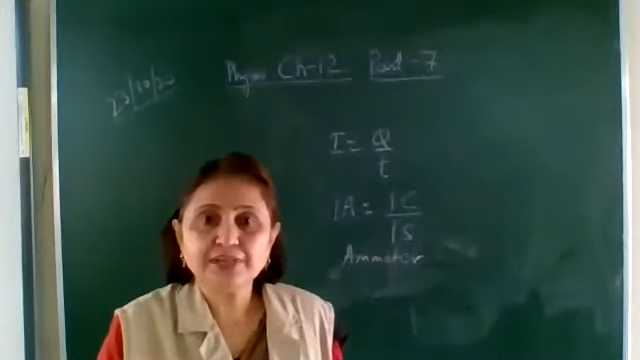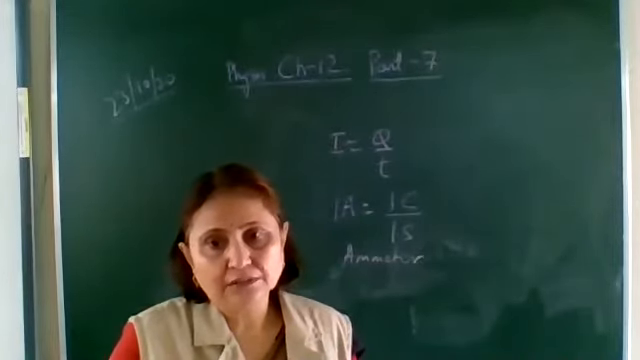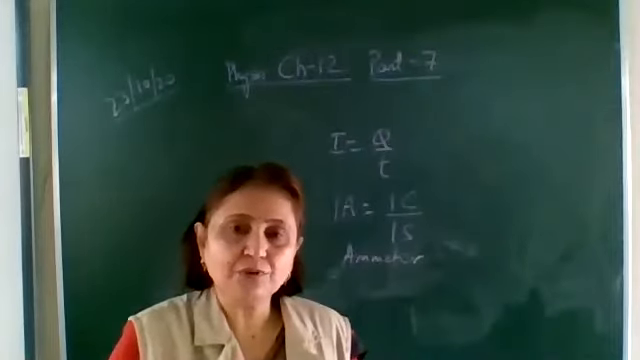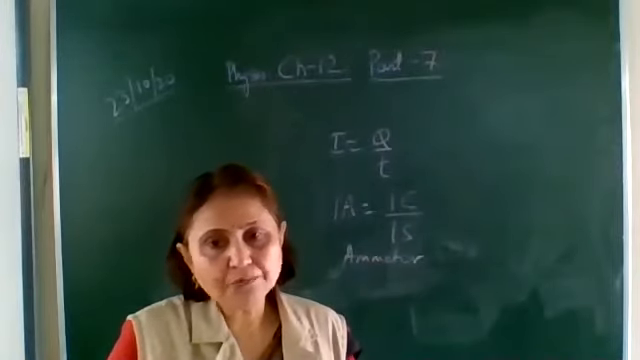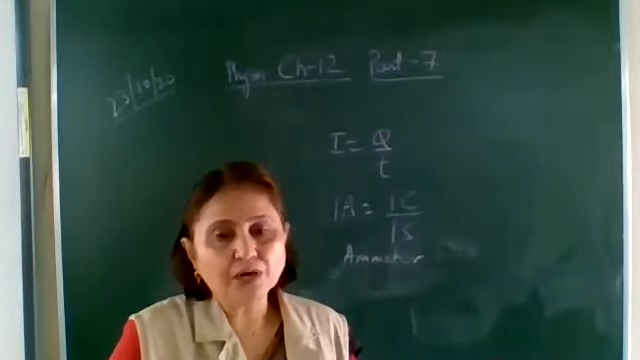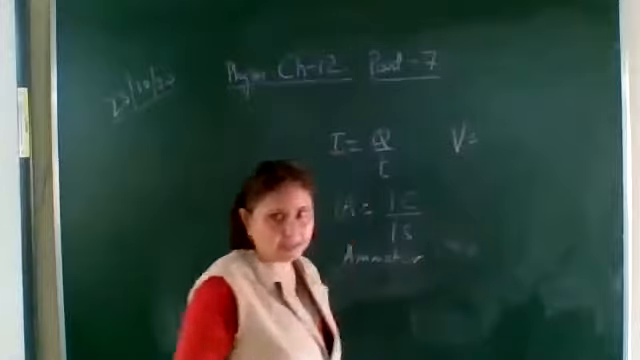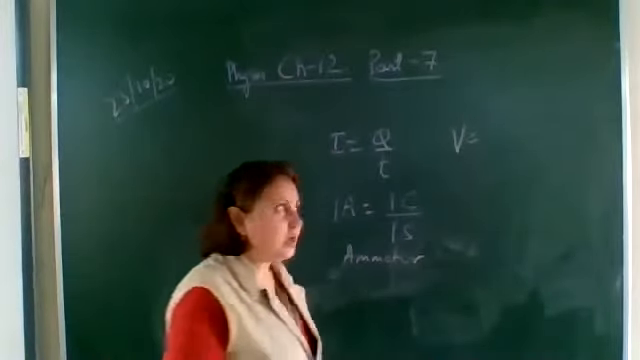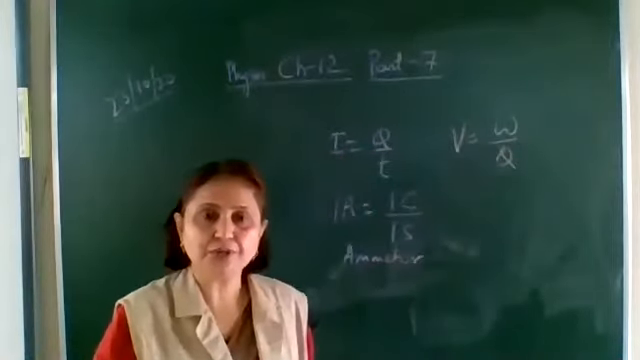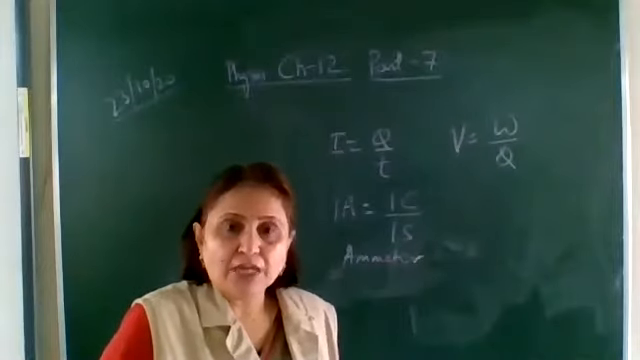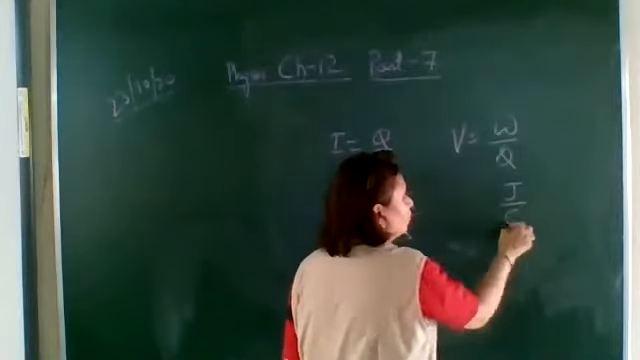Then the next topic which we have studied is potential difference. It is the amount of work done in moving a unit charge from one point to another in an electrical circuit. So in moving a charge from one point to another, the amount of work done is called the potential difference. So potential difference, which is represented by V, is equal to work done per unit charge. Its formula is work done per unit charge. From here, its unit is joule per coulomb.